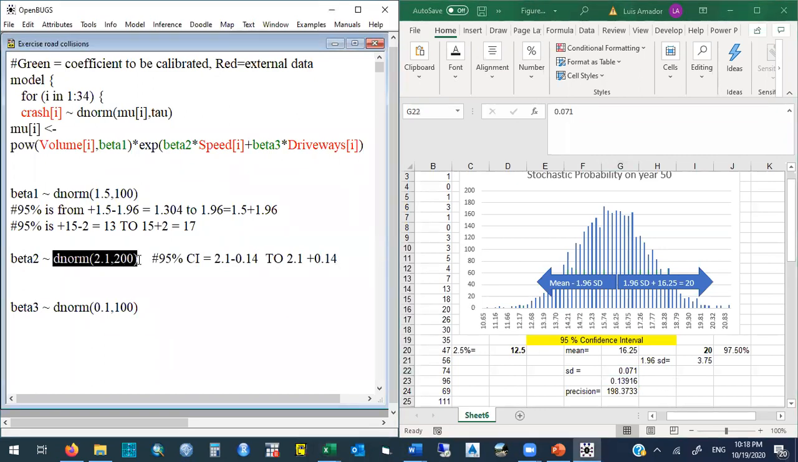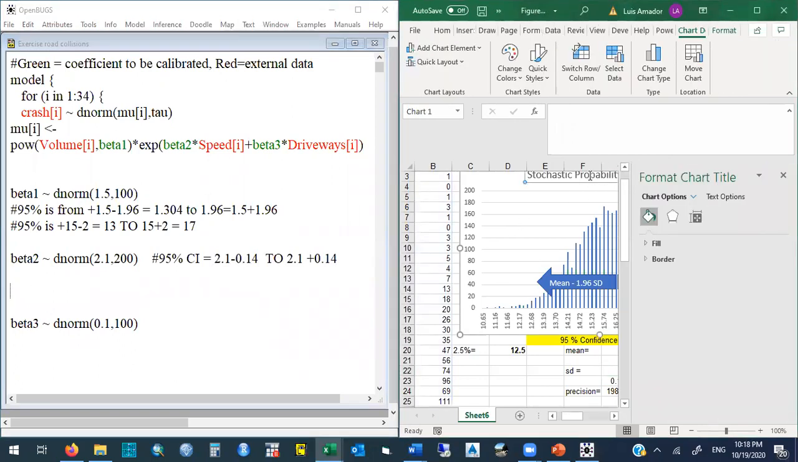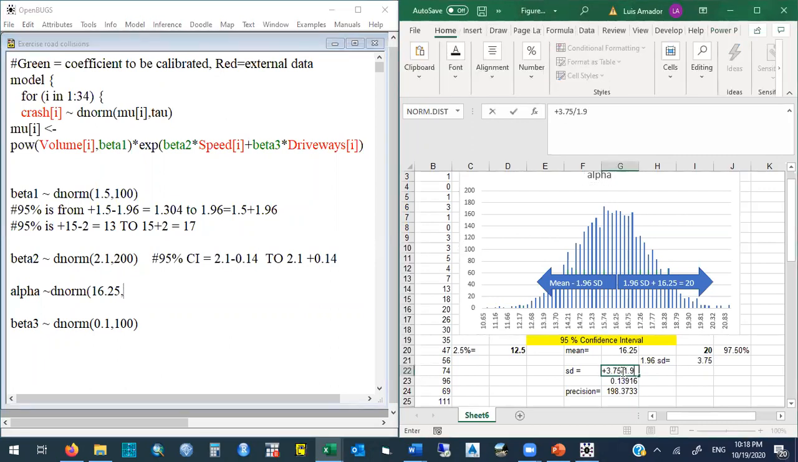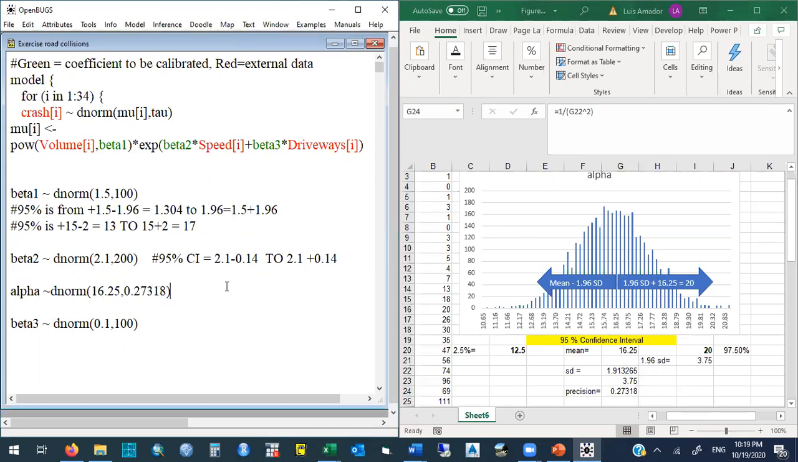Is it clear what's happening here? So this is only defining that this coefficient beta is distributed with a 95% confidence interval between these two values. If I wanna write this one that I have here on the right-hand side, imagine this is for a coefficient that I call alpha. In that case, I will say alpha is normally distributed with 16.25 and then a standard deviation of 3.75 over 1.96, 1.91, and the precision is gonna be 0.2. So I will write here 0.2.